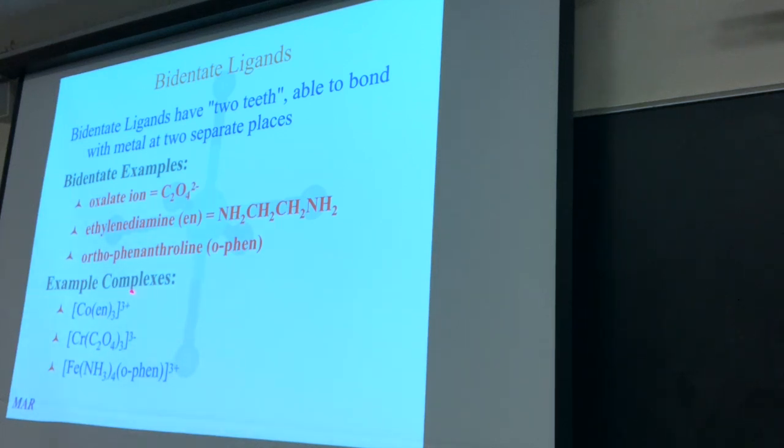All of these examples are six coordinate, which means they can have six Lewis base connections. But unlike the last examples, this one only has three of these ethylene diamines. That's because each one has two connections, those two nitrogens on the end. So if this cobalt wants six things around it, it only needs three ethylene diamines. And the same for oxalate. Ofen is a huge molecule. I'll show you a picture in a little bit. It would be harder to get three of them around. Not impossible, but harder. So this has just one bidentate and four monodentate ligands.